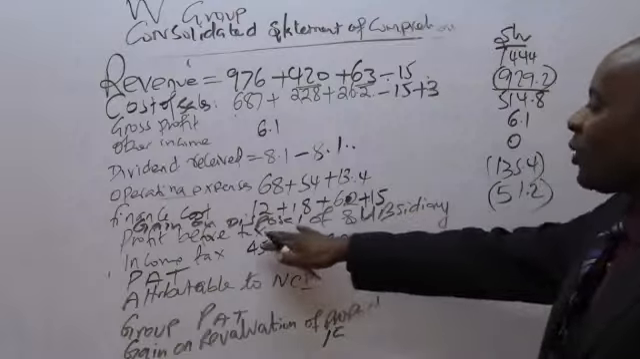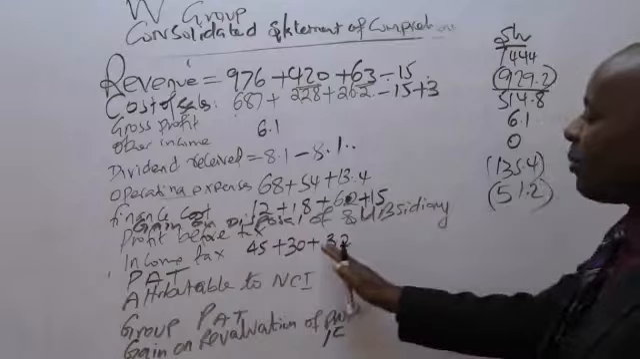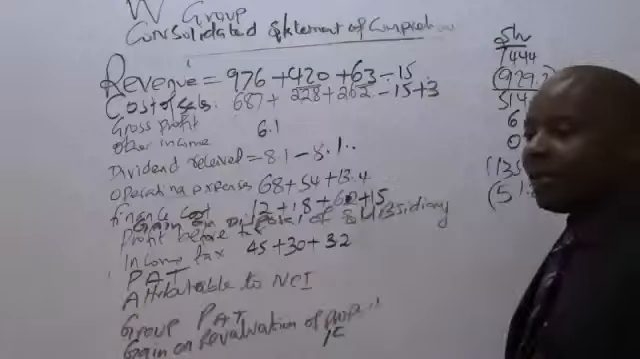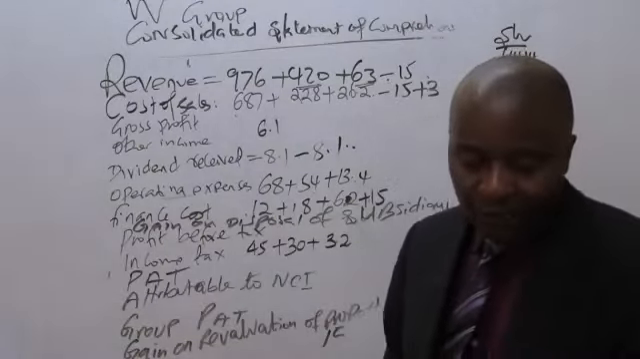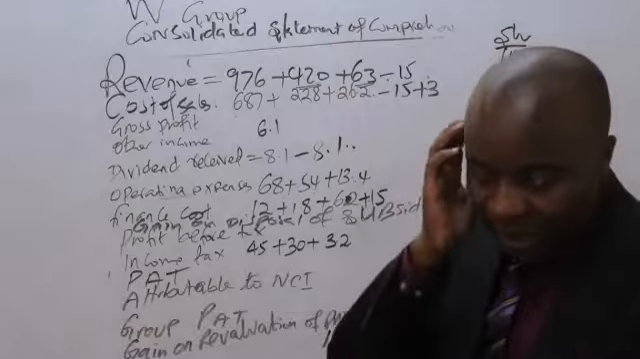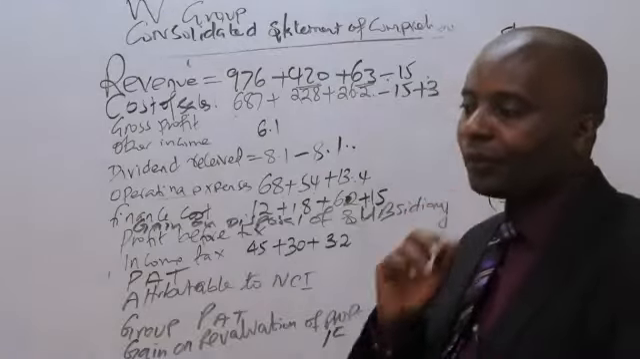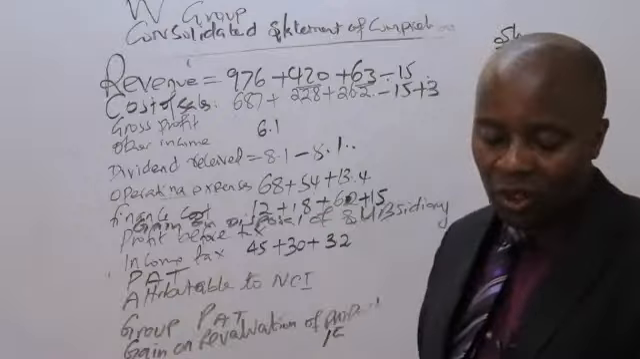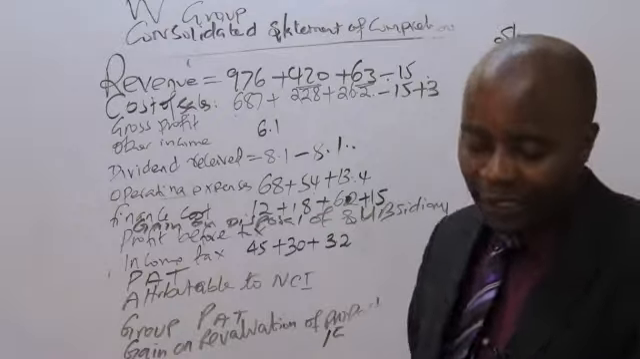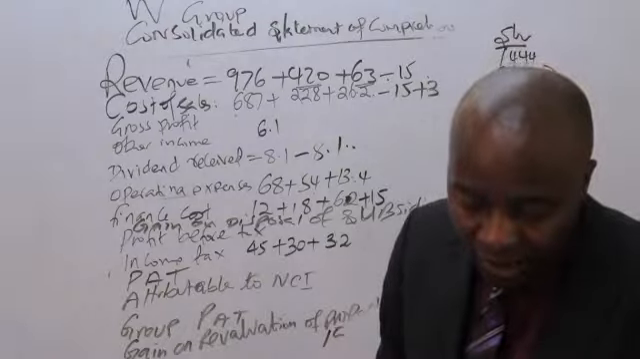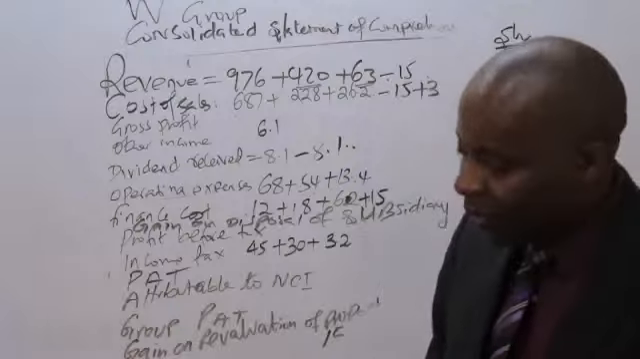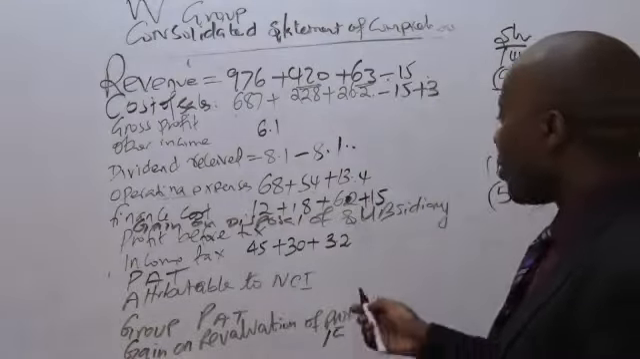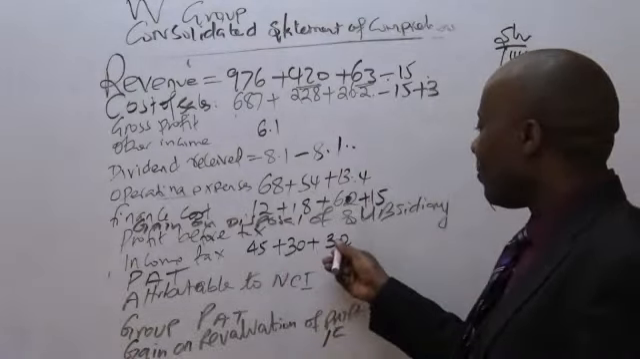So always after profit before tax. Kuja hapa mnipatie income tax. Income tax inakuja ngapi? Wanasema income tax ni 107. Income tax expense. Kumbuka ilikuwa ni 45 plus 30 plus 3.2.